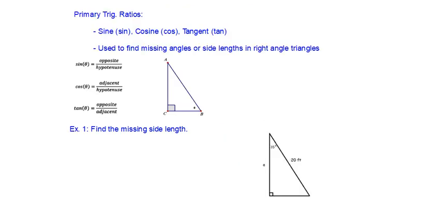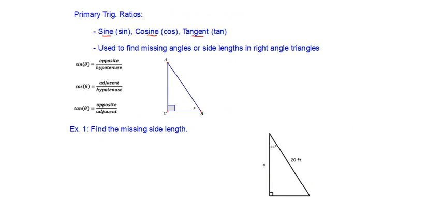We're going to talk about the primary trigonometric ratios, primary trig ratios for short. The three primary trig ratios are sine, often abbreviated just SIN. We still pronounce it sine, but we just write it SIN for short. Cosine, which we would write as COS for short, and tangent, which we write as TAN for short. These three trig ratios are used to find missing side lengths or missing angles in right angled triangles.